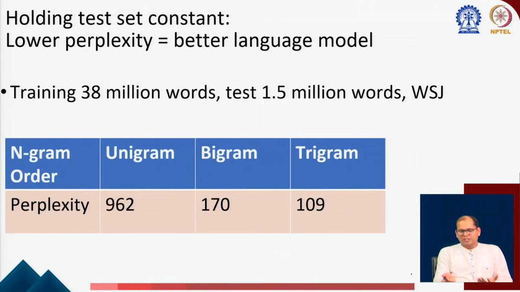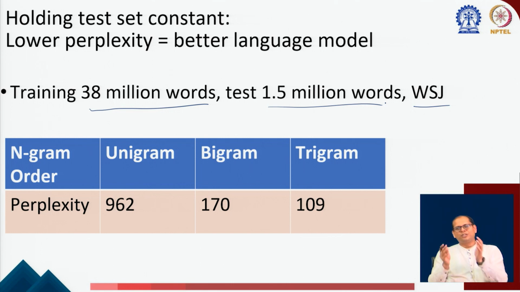And so this is an example, like you take the Wall Street Journal corpus and you have 38 million words for training, 1.5 million words for testing, and you train unigram, bigram and trigram language model and see the perplexity on your test set. You will find, what was found, unigram has 962 perplexity, bigram has 170 and trigram has 109, right. So you see trigram language model is typically better than bigram. Bigram is much better than unigram language model.